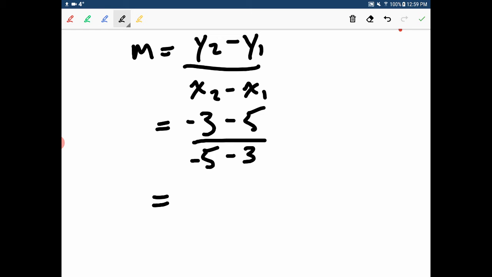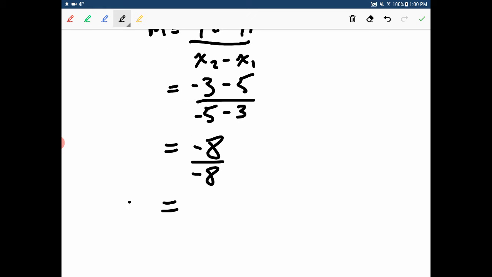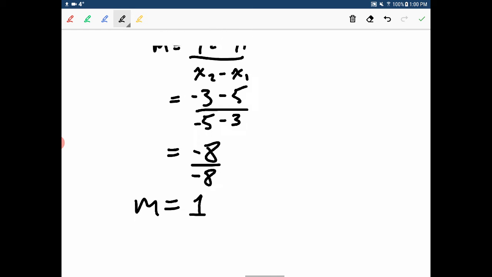All right, so from there, again, I'm making you motion sick. -3 minus 5 is -8, over -5 minus 3 is -8. And of course, anything divided by itself is just equal to 1. Make sure you get a positive 1. Remember, if you get a negative over a negative, two wrongs always make a right when you're in math class.